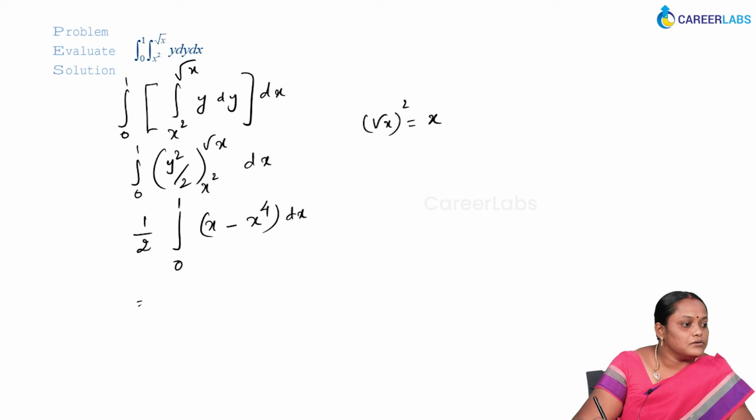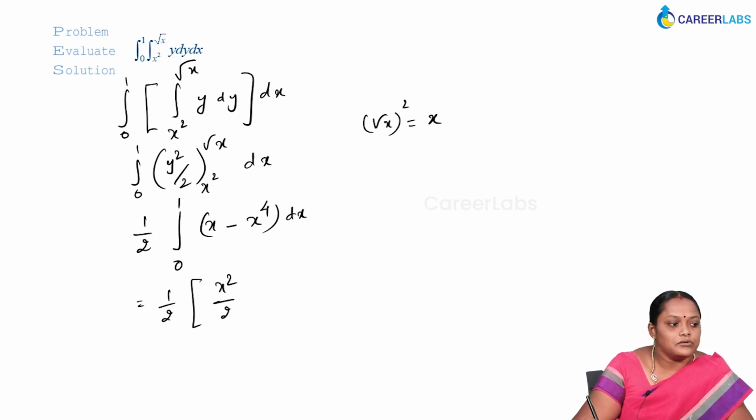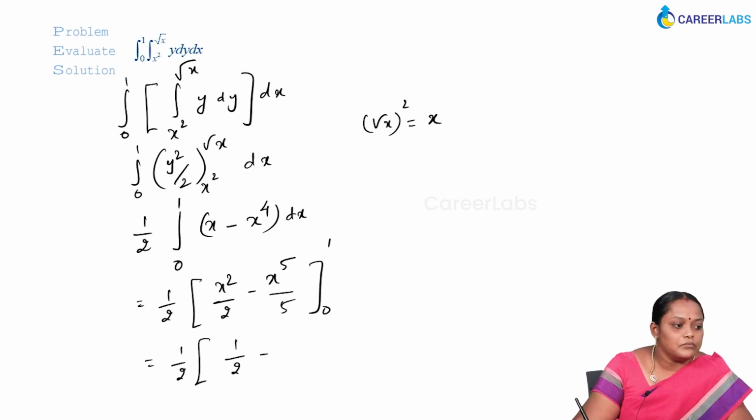So this is equivalent to 1 by 2 times of, for x it is x square by 2 and for x power 4 it is x power 5 divided by 5 over the limit 0 to 1. So when you apply the limits, this will be equivalent to 1 by 2 minus 1 by 5. When you apply the lower limit, it will give you 0. So we need not bother.